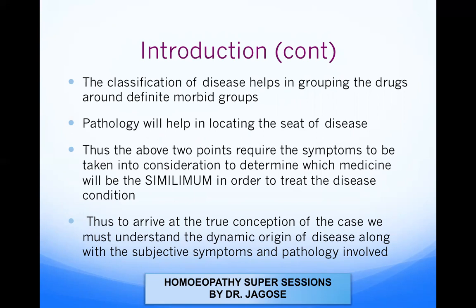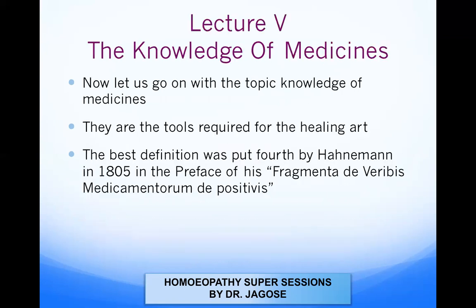Thus, the above 2 points require the symptoms to be taken into consideration to determine which medicine will be the similibum in order to treat the disease condition. So, classification of the disease and the pathology, both of them will help us to select the similibum. Thus, to arrive at the true conception of the case, you must understand the dynamic origin of disease along with the subjective symptoms and the pathology involved. So again, he's reminding us that the homeopathic concept of disease is dynamic in origin, and we have to take the expressions of the disease, that is the subjective and the objective symptoms, and also whatever pathology is there.